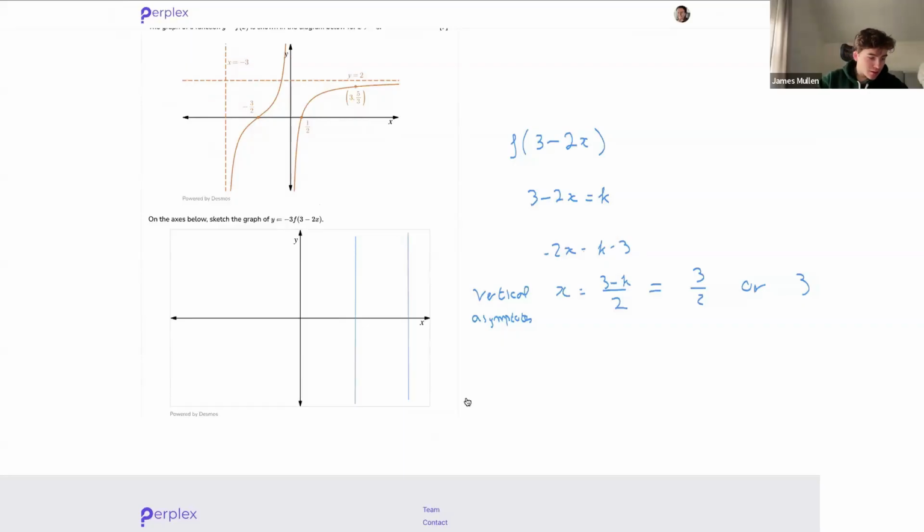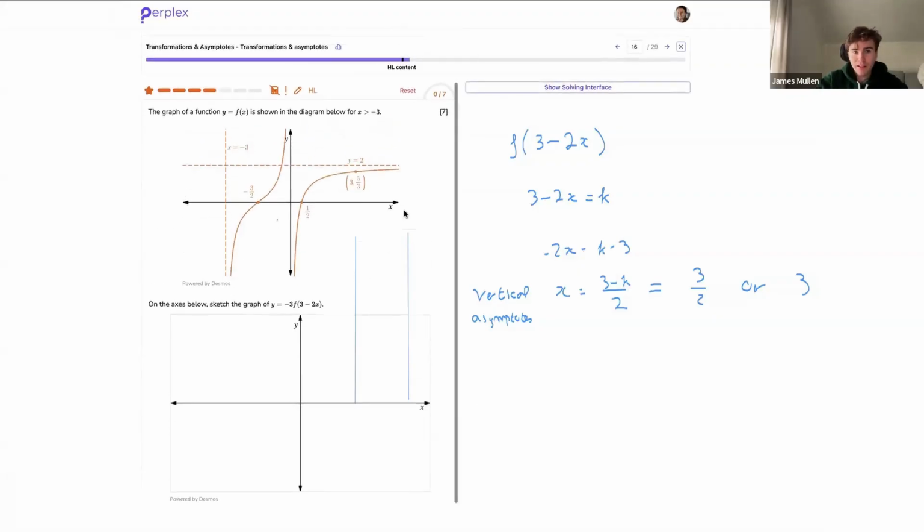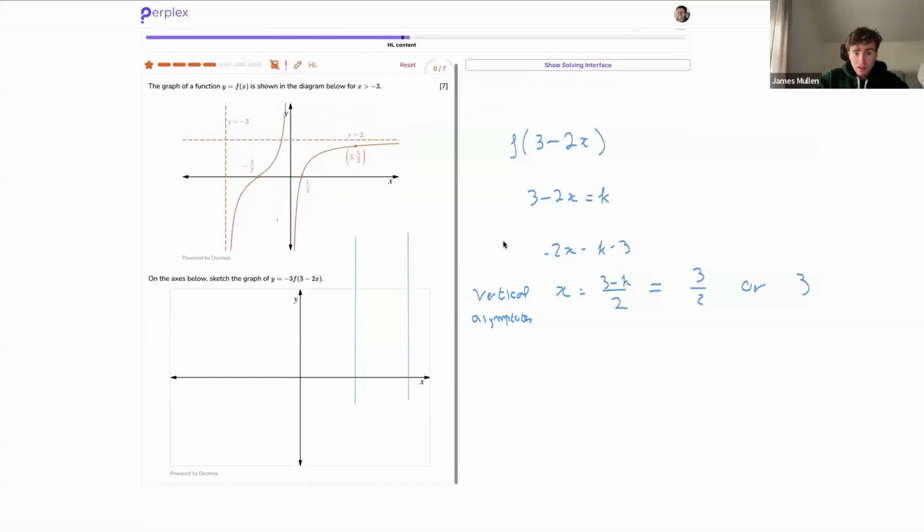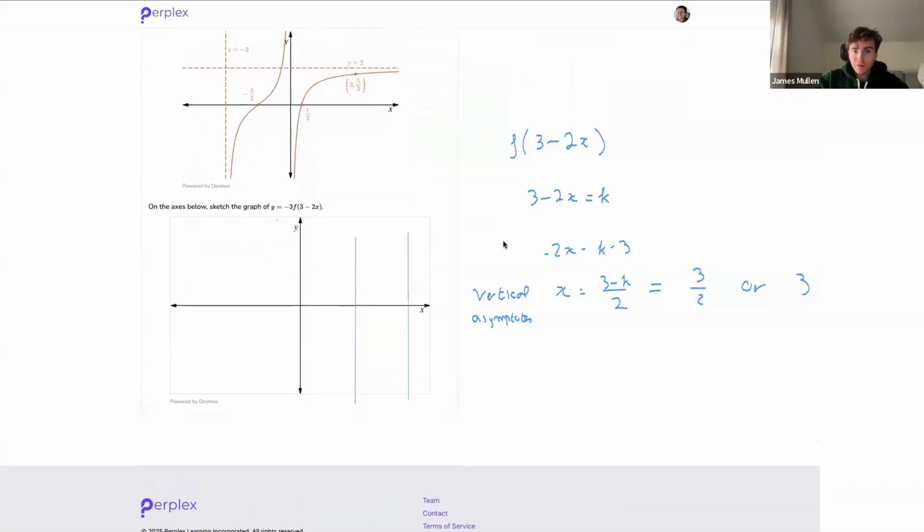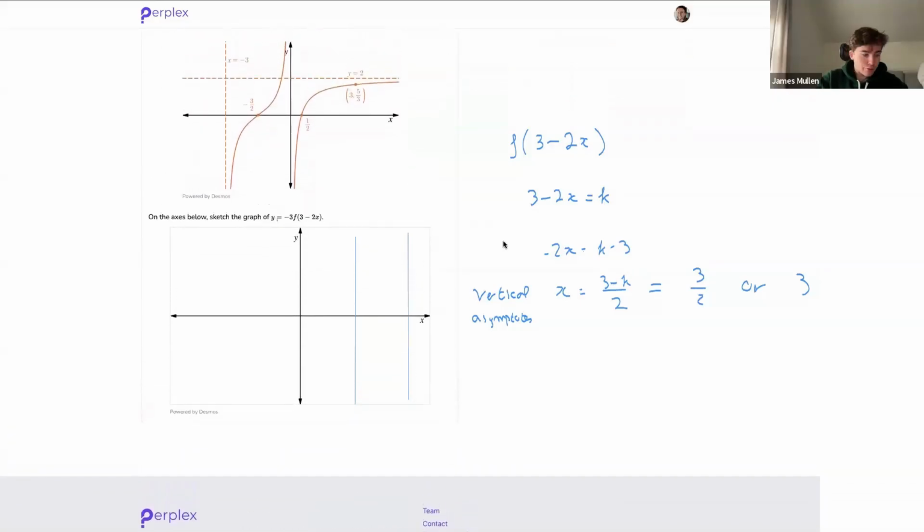Now, what happens to my horizontal asymptote? Well, I have a horizontal asymptote at y equals 2 when I start out, and the function that I am graphing is negative 3 f of 3 minus 2x, so I'm going to multiply that by negative 3. So I'm going to have a new asymptote at, if I take 2 times minus 3, it's going to become negative 6. Okay, so that's going to be my vertical asymptote. Sorry, the horizontal asymptote.